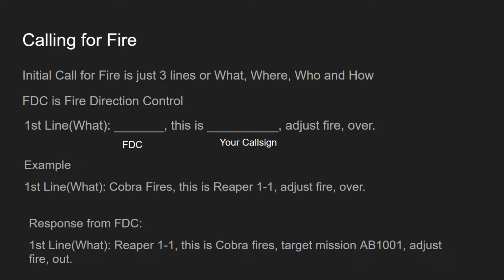The first line to be transmitted is the warning order line. This is where we say what type of mission we need from FDC. In our example, "Cobra Fires, this is Reaper 1-1, adjust fire, over." Now the FDC will respond with a confirmation message and the mission number. "Reaper 1-1, this is Cobra Fires, target mission Alpha Bravo 1001, adjust fire, out." Make sure to write this mission number down.